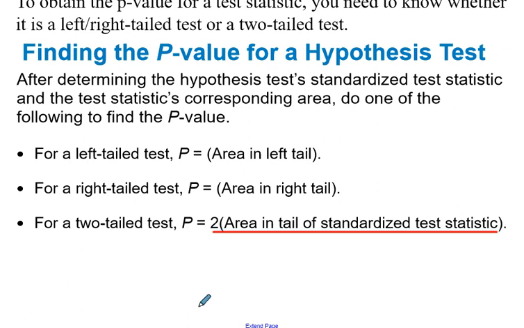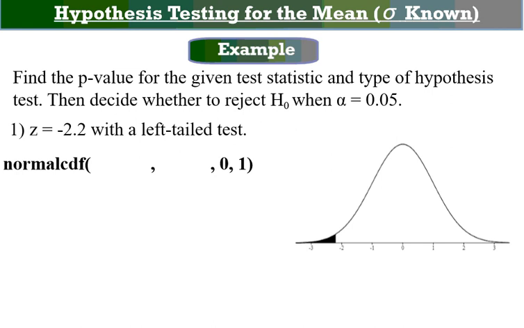Most of the time people are going to do the left side because that's what we had when we had distribution tables before. It was always area to the left. Then you double it. So if it's a two-tail test, you find the area in one of the tails and then double it. Example, find the p-value for the given test statistic and the type of hypothesis test, then decide whether to reject the null if our confidence level is set to be 5%, which means we need to find something that has a probability less than 5%. If it has a probability more than 5%, we have not observed an unusual enough event.